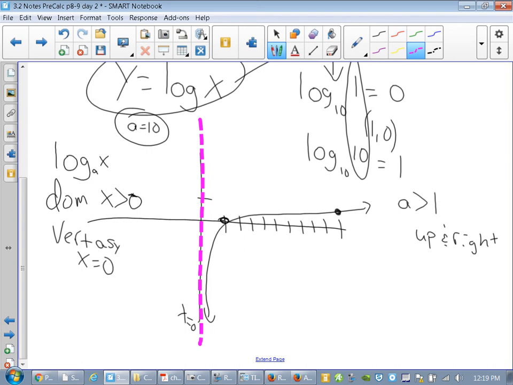Just really all you need to remember as far as graphing is concerned when you're working with logs is that log base a of 1 is always 0, and log base a of a is always 1.